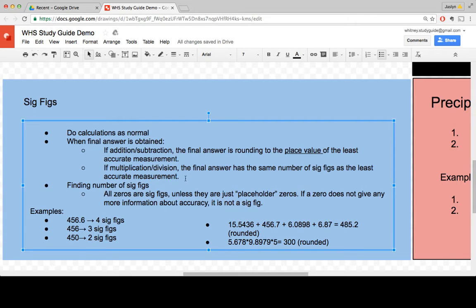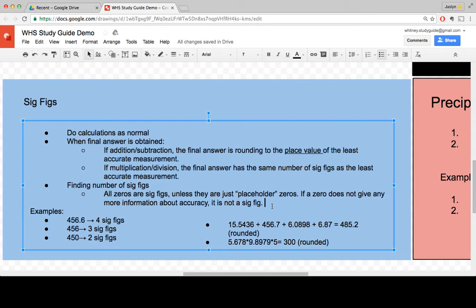So if it's not addition and subtraction, if the most recent operation you did was multiplication or division, the final answer has the same number of sig figs as the least accurate measurement. So the hard part, generally people get that if it's a numeral, it's a sig fig, but it's when you get into zeros that it gets a little hairy. So the way Mr. Bender told us to think about it was that all zeros are considered sig figs unless they are just placeholder zeros. So what a placeholder zero is basically, this zero is not giving us any information about the actual measurement.